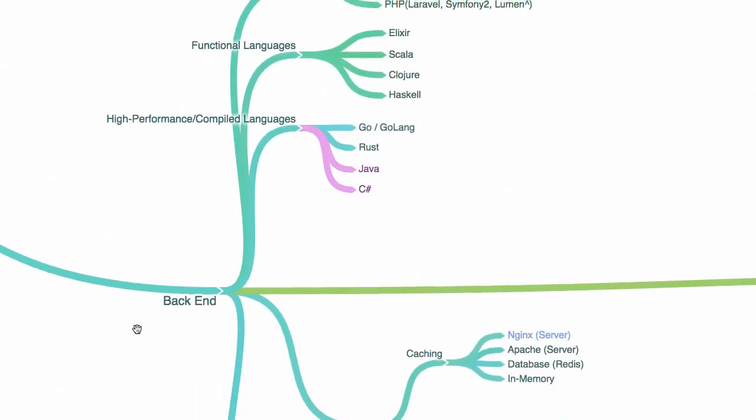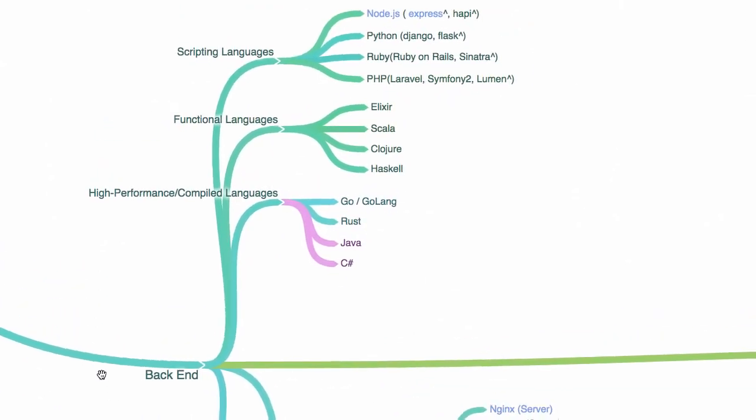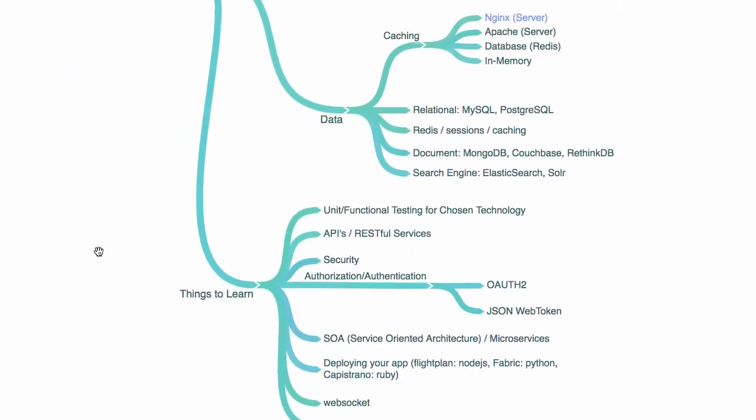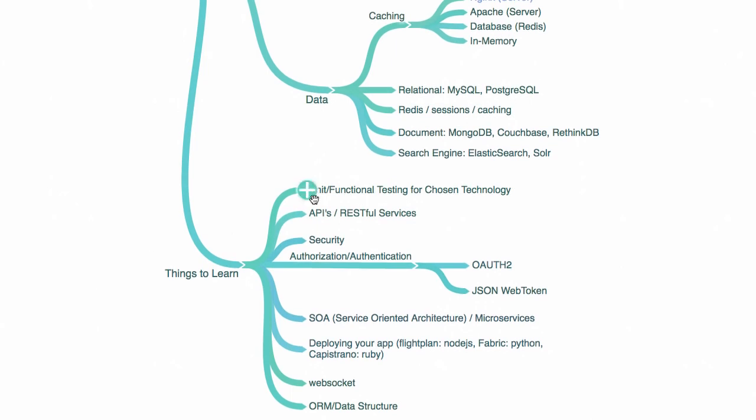So what do you do once you pick that language? I want to learn a language. How do you actually kind of absorb that language and become good at it? Well, first off, here's kind of the things you want to learn in the language. No matter what language you pick, how do you test it? How do you do unit and functional tests? How do you build an API for it? How do you build a RESTful API in Node.js or in Python? How do you handle security, authorization? How do I do JWT, JSON Web Token, JWT authentication in Python? How do I do OAuth 2? These are basically the questions you're going to ask yourself.